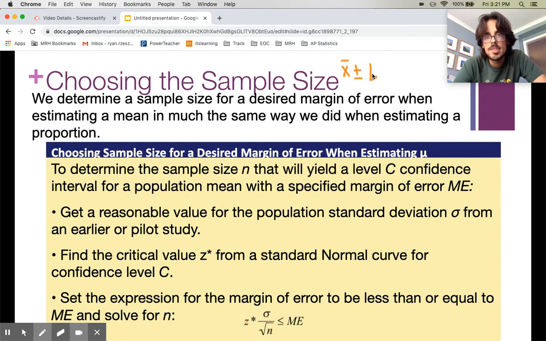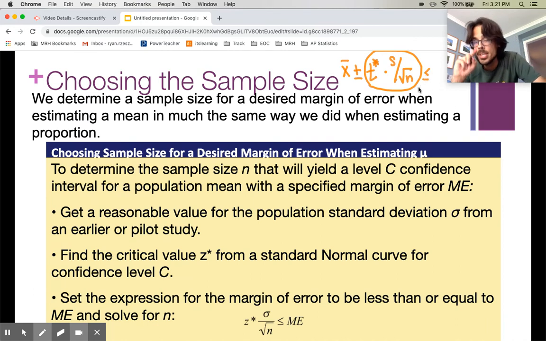So our little setup for a confidence interval goes like this. You take your margin of error, the guy after the plus or minus sign, and you set it less than or equal to whatever you want your margin of error to be. That's what we did in the P lesson.